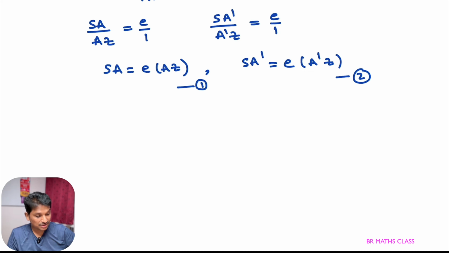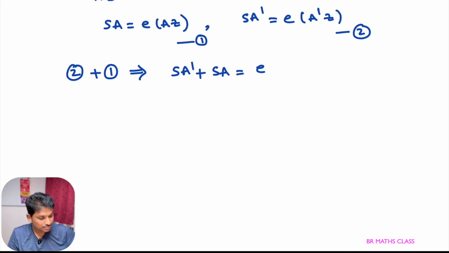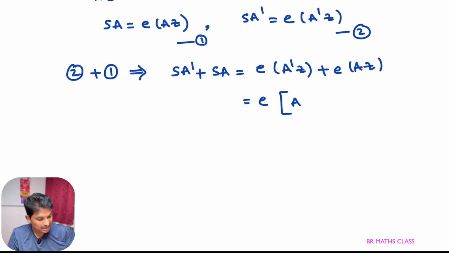Now, as I said, the second part we are doing starts from here. SA divided by AZ is E by 1, SA dash, from there it starts. Now I'll add equation 2 and equation 1. First we'll add the left hand side, that is SA dash plus SA. Now add the right hand side, E into A dash Z plus E into AZ. Now you take E common, what you will get? You will get A dash Z plus AZ.